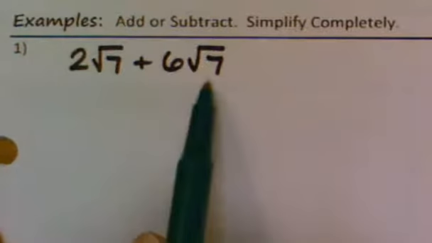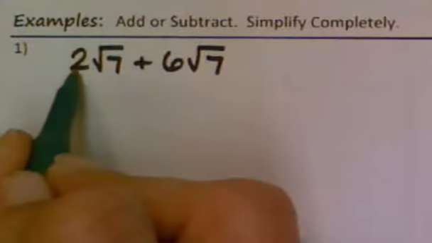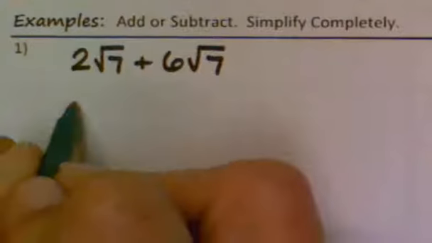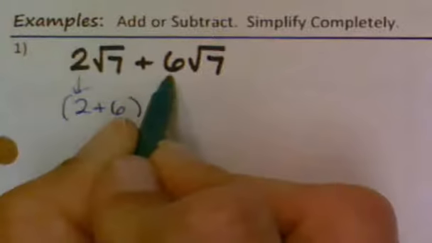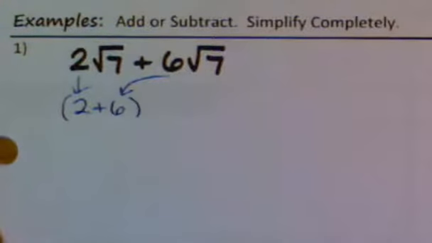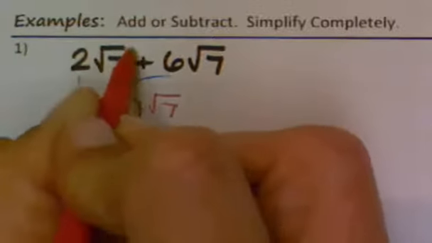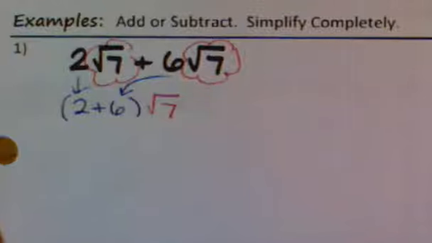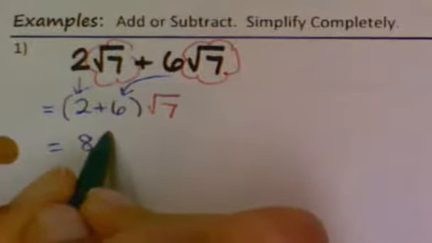So we're looking at 2 root 7 plus 6 root 7. We have an example up here. What we're going to do is combine our 2 and our 6. If it helps you to write it out, go for it, but I won't after probably this example. So we're going to combine those outside numbers, and then we're going to keep the root 7. So what we really end up with is 8 root 7.